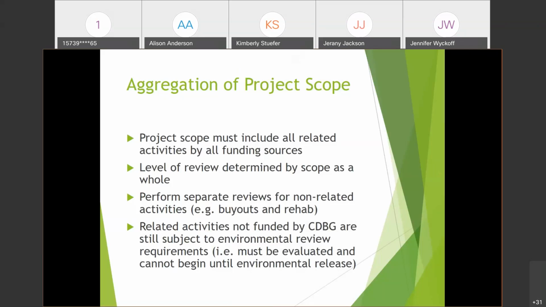You want to perform separate reviews for non-related activities. An example would be buyouts, if you're doing buyouts, and then also a rehab project, you would want to do separate reviews for those simply because they are not related activities. And then related activities that are not funded by CDBG are still subject to the environmental review requirements.